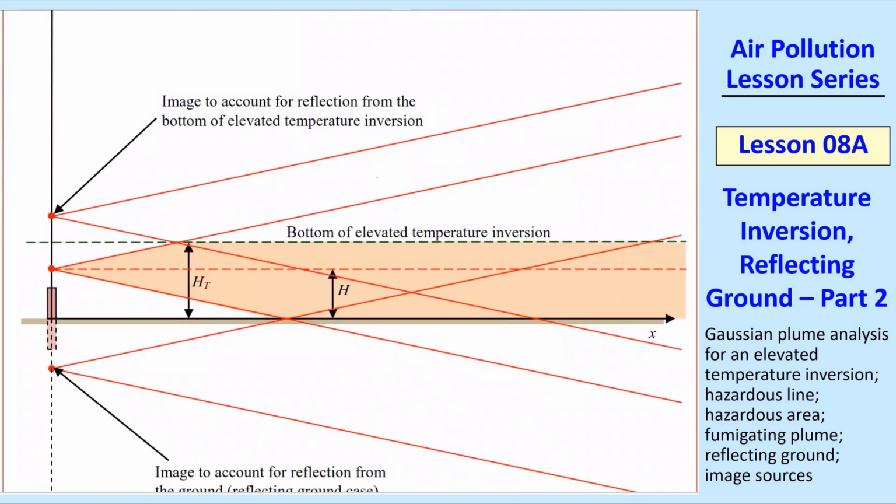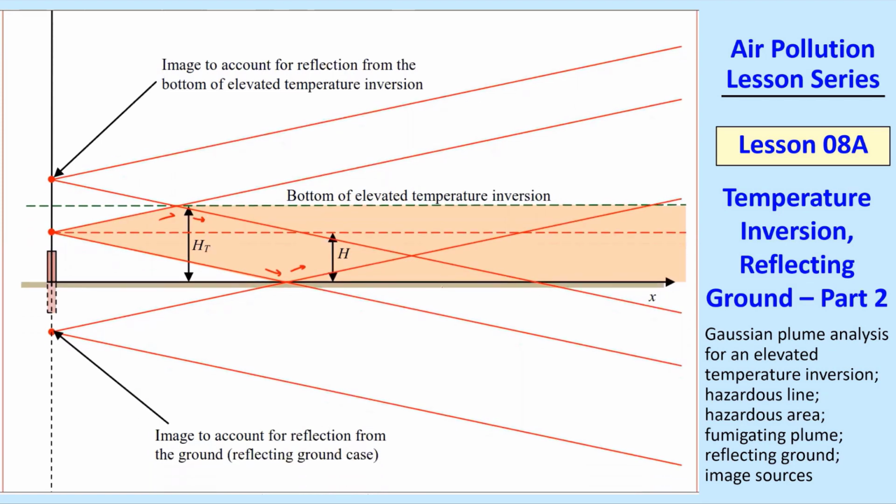So here's our setup. We have our stack with our buoyant plume, and so there's our real source. We already put a source under the ground to account for the reflecting ground. Then we added another source up here, and that one is accounting for the reflection off the bottom of the elevated temperature inversion. So that's this one. So we had to put an image there. But are we done? Well, no.